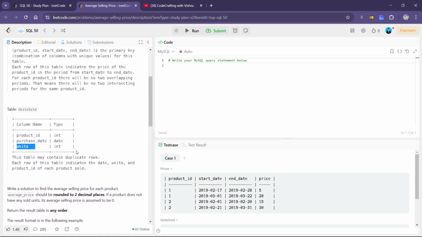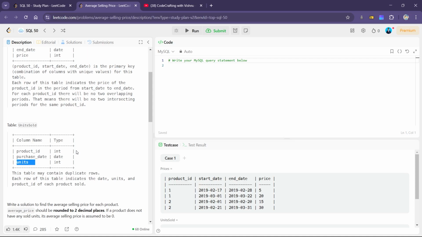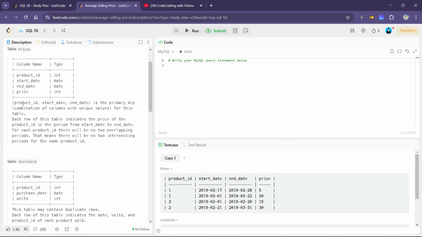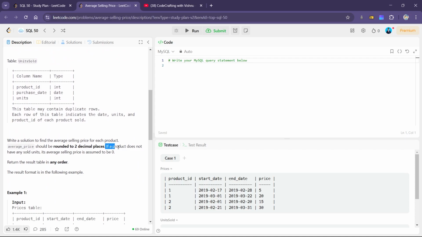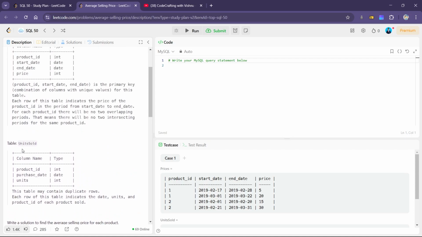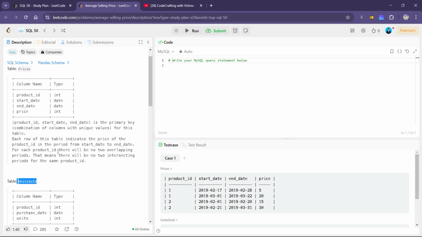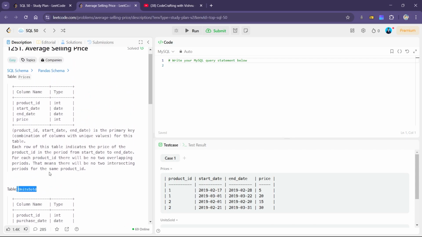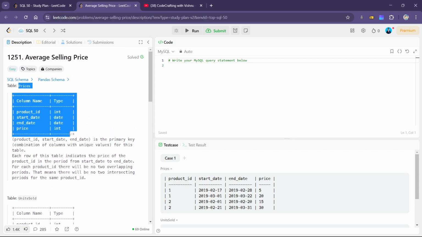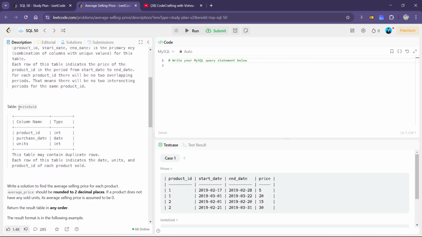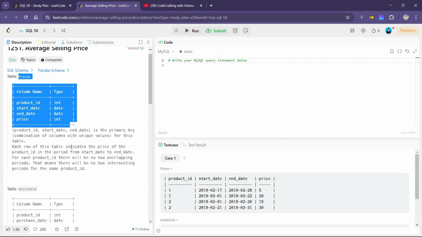So the first thing is we have to find the average selling price for each product. By seeing these two tables and the line that if a product does not have any sold units, its average selling price is 0, it means that the Units Sold table may not have a product with a product ID that exists in the Prices table, if that product is not purchased. This table contains all the products and this table contains only those products that were purchased. So for each product we have to find the average selling price.